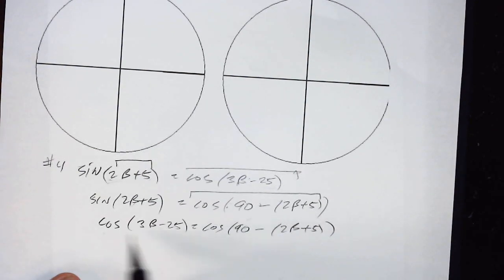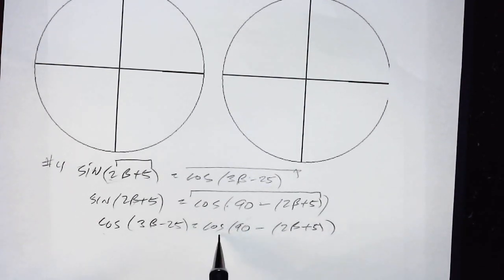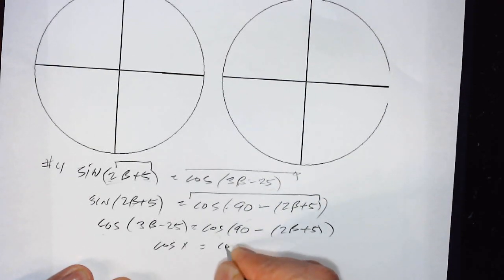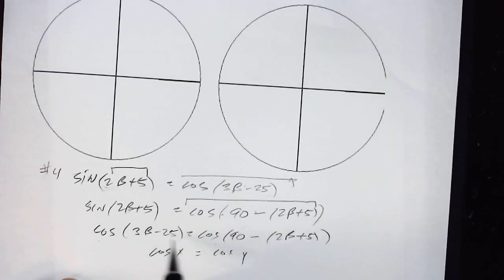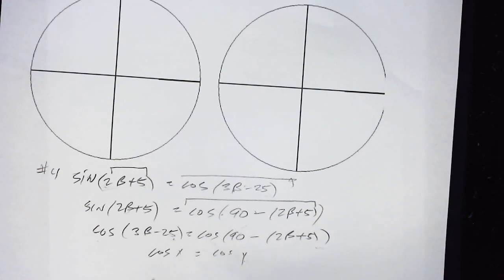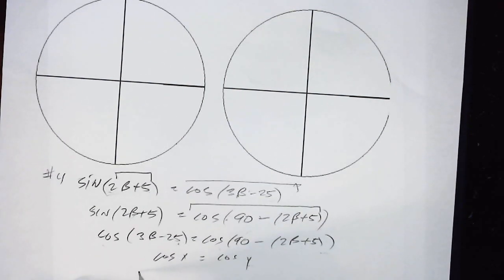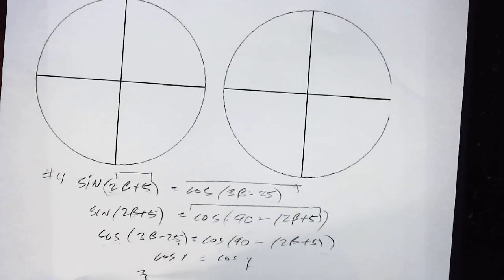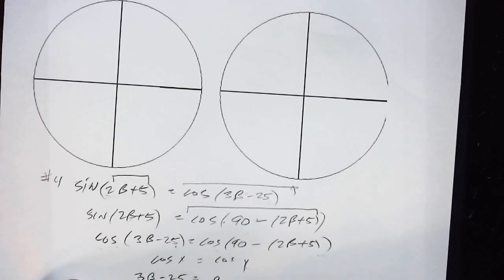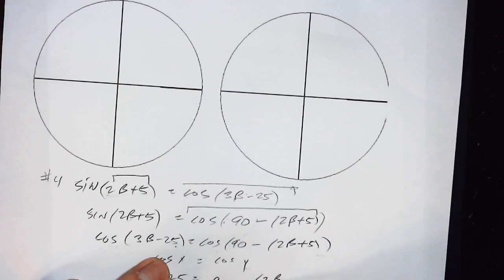Now, we've got a cosine. We don't really need the cosine in this equation, because if the cosine of x is equal to the cosine of y, in other words, I'm calling this x and this y inside the parentheses, then x must be equal to y. That is to say, this inside the parentheses is equal to this. So let's remove the cosine from the equation and just write 3 beta minus 25 is equal to 90 minus (2 beta plus 5).